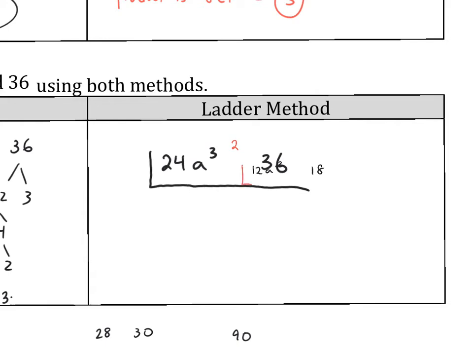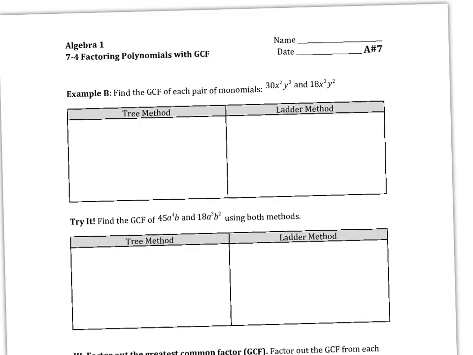Oh, I see a 6 in both of those, right? So let's put a 6 outside. Now divide by 6, I get a 2a cubed. And here I divide by 6, and I get a 3. Since there is no other common factor here besides a 1, these together are my GCF. The GCF is 2 times 6, which is 12. And notice I'm always multiplying here.